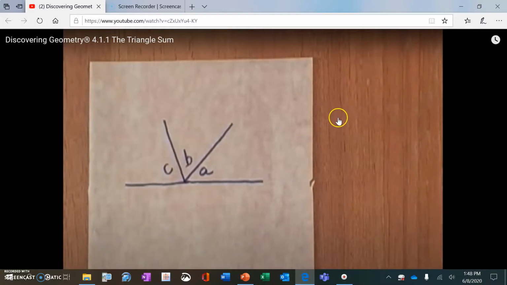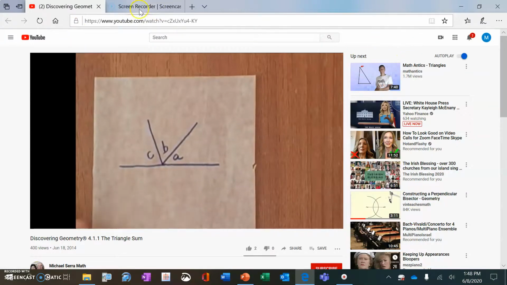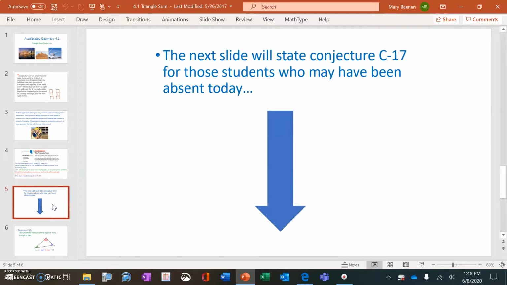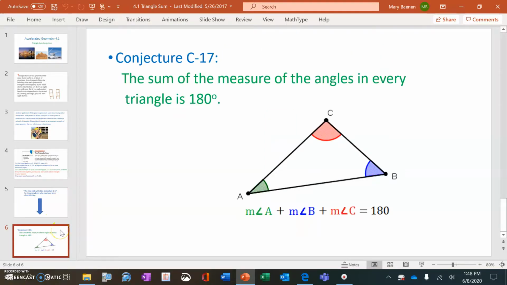So now I'm going to see if I can get out of this and go back to our lesson for today. And this says after we have done the investigations, you can look at what the conjecture should be. So here is conjecture number 17, which you should be adding to your conjecture list. The sum of the measures of the angles in every triangle is 180 degrees. And there is a picture to go along with it, a sketch that you always need to include on your conjecture list also. So I think that is the end of this lesson.